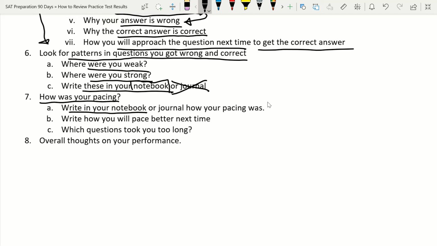You want to write in your notebook how your pacing was for each section, okay? So how was it on the writing section, reading section, math with calculator, and math without calculator? How'd you do? And write how you're going to pace better next time, right? You can always pace better.